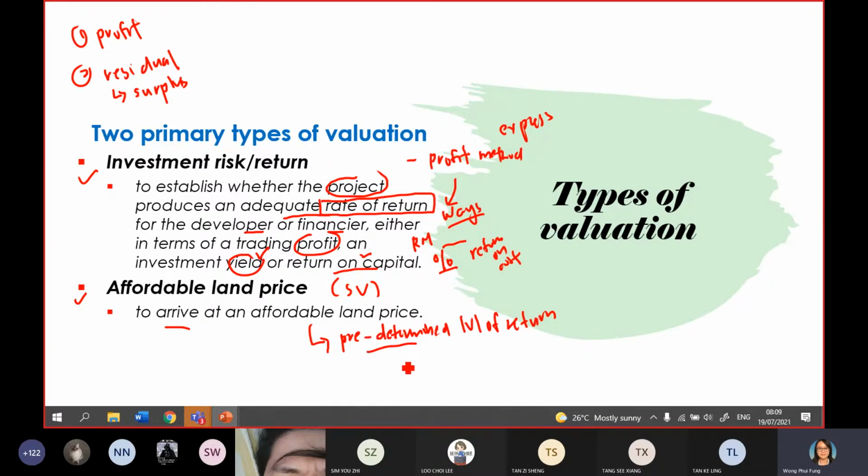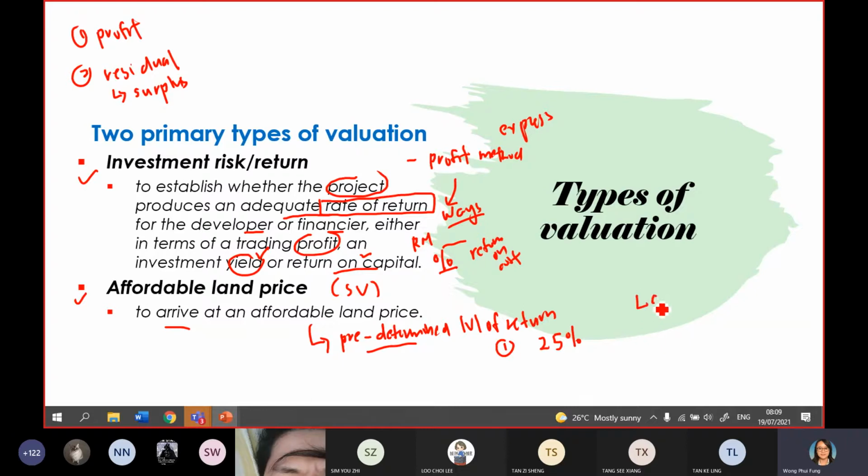You determine first. So say for example, the target of the company is that I want to have a 25% return. So this is the predetermined target, 25%. You use this 25% to calculate the residual land cost. Say for example, you input the first scenario, you put 25%.